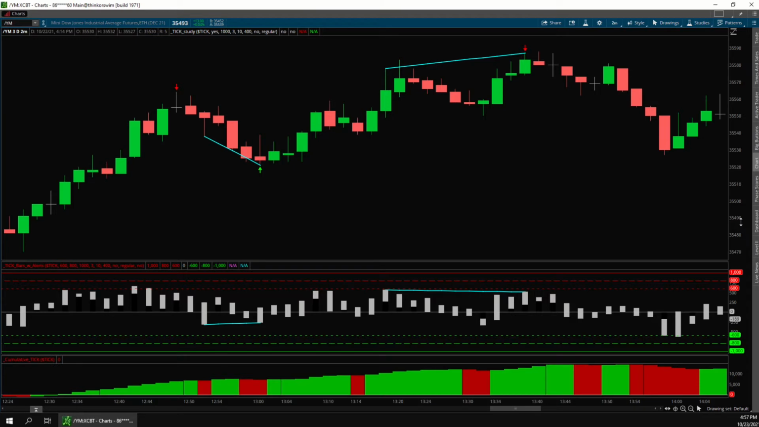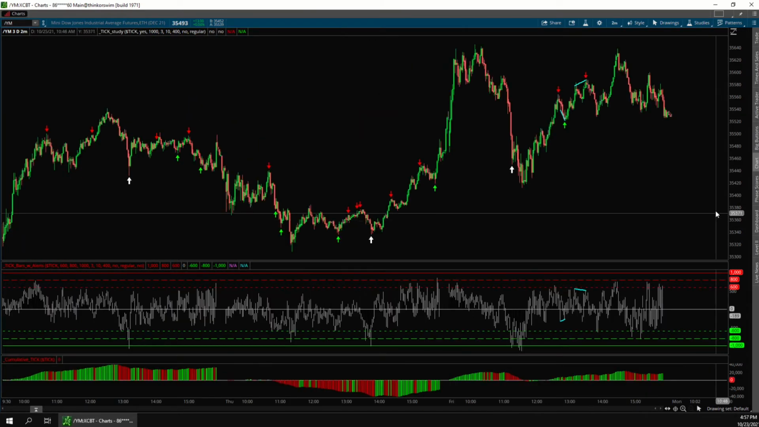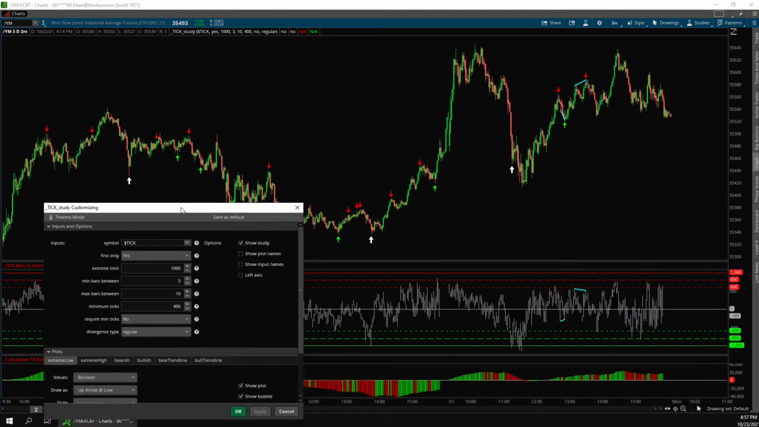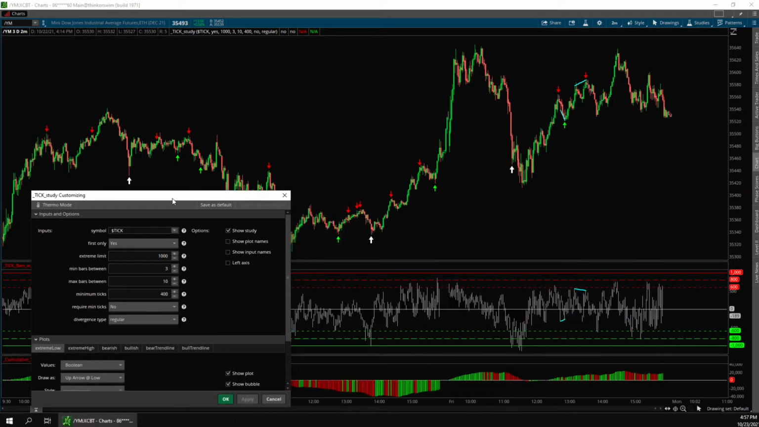So there are a few ways to customize the calculations of divergences. If we go into the settings, you can see we have inputs for min bars between and max bars between. So these are the minimum and maximum number of bars between the peaks or valleys in divergences. So if I change this to 5, it means that they must be at least 5 bars apart. That filtered out a few of the divergences, so a few of the arrows disappeared.